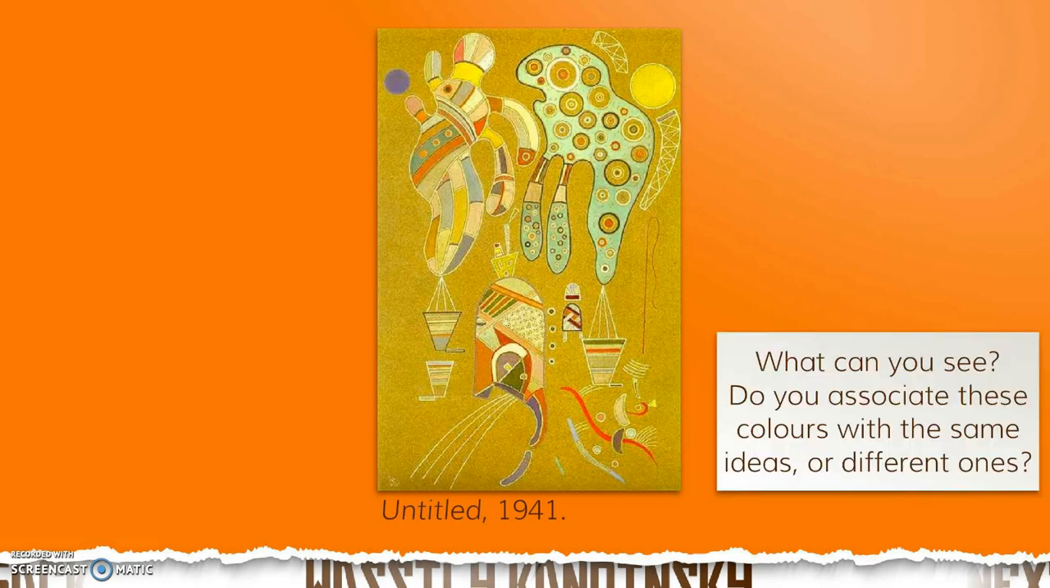So I want you to pause on this image for a moment and think about these questions. What can you see in this artwork? Do you associate these colours with the same ideas or different ones? So are you looking at the yellow and thinking, well, that's warm, and the orange is being warm? Are you seeing that yellow as being the surfaces of land and the earth? And are you seeing the orange as the movement that is being provided? Or do you think he's actually showing you something slightly different? So pause the video and come and join me when you're ready.